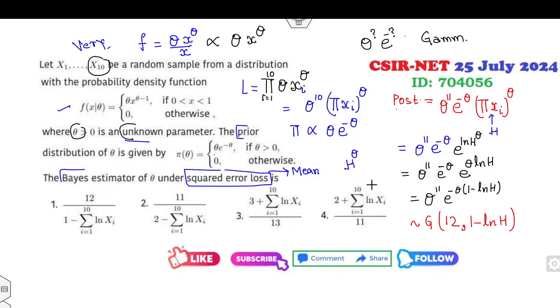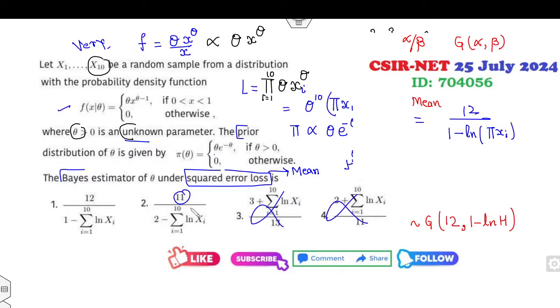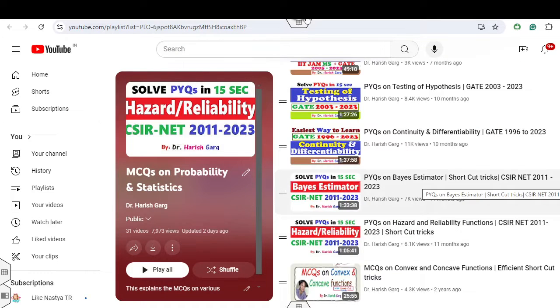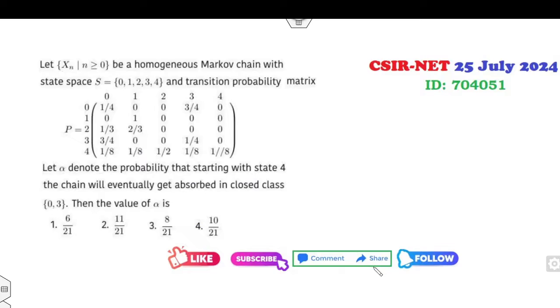Fine. Now once you know it's a gamma distribution, what will be the squared error loss? That's the mean. So what is the mean of the gamma distribution? If the gamma distribution has parameters alpha and beta, the mean will be alpha over beta. So that will be 12 over 1 minus ln of h. h is my product of xi's. So that is 12 over, and I can write this as a summation. So A is the right answer of this problem. You must watch my previous question on the Bayes estimator. You will get your answer in a couple of seconds in a similar manner. For more practice, you must watch that.